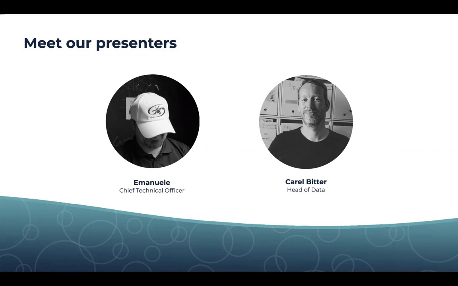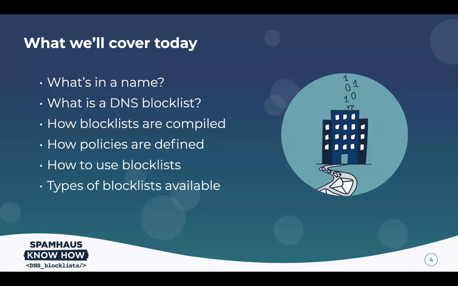Thank you, Sarah. So, a short introduction of what we'll do today. We'll talk a little bit about what we name the things that we usually talk about, because there's some confusion around it, just to make sure that we're all on the same page. We'll look into what actually is a DNS block list. We'll look into how we compile the lists that we create, what policies around those data sets exist and how we come to those. And then we'll finalize it with looking at how to use the various data sets that are out there and what kind of data sets are out there.